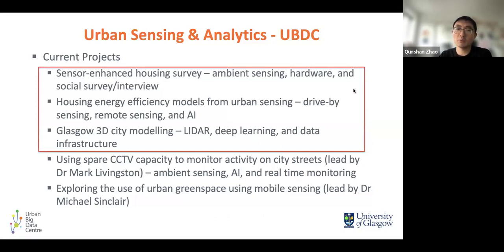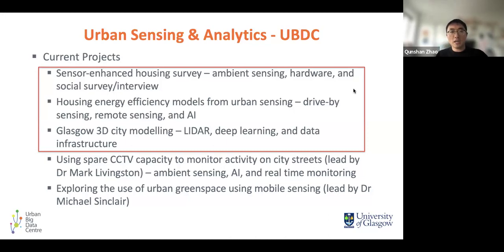It's really about putting sensors into people's homes to understand their indoor environment. We also link the sensors with other information like their building energy efficiency and energy usage behavior. We have also done one project around housing energy efficiency models, trying to estimate the energy performance of buildings by using street view images or remote sensing images. And for sure, we use a couple of different deep learning structures to do it.